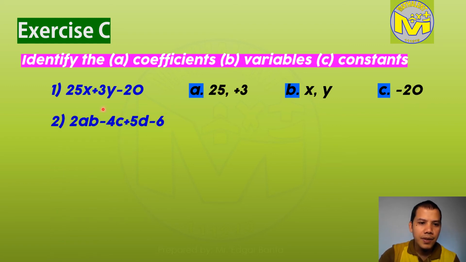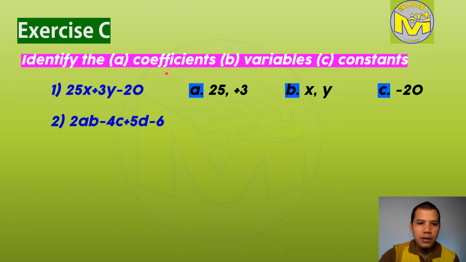Good. Now, you answer number 2. In number 2, we have 2ab minus 4c plus 5d and minus c. So in this expression, how many terms do we have? We have 1, 2, 3, and 4. We have 4 terms in this expression.